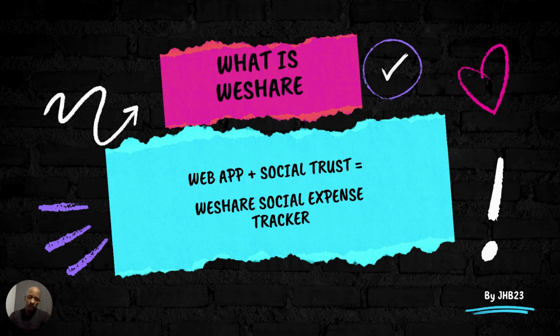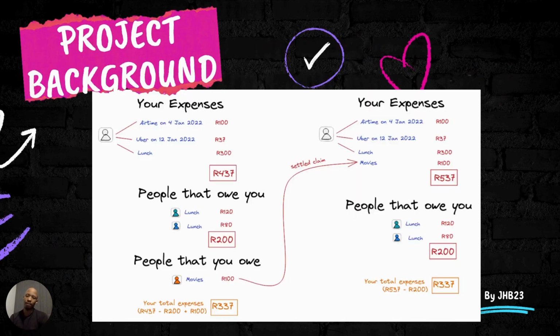So, what is Weshare? Weshare is a web app that is built on social trust. But what does that mean exactly? Well, Weshare is a web application, which is an application program that is stored on remote servers and delivered over the internet through a browser interface. WeShare is such a web application. It helps friends to track shared expenses.